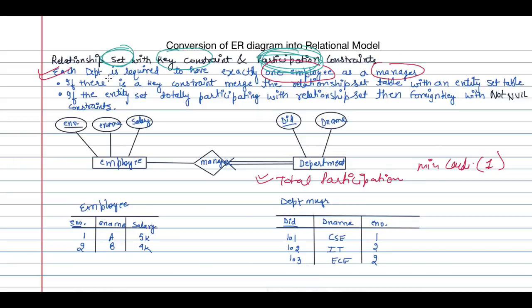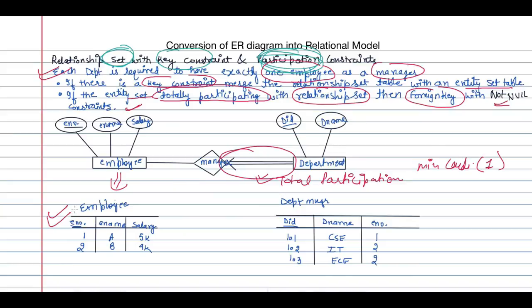So if this is the requirement, you can see if there is a key constraint, merge the relationship set table with an entity set table. If the entity set table is totally participating with the relationship set table, then we are going to use a foreign key with not null constraint. If you check this out, let us see what we have done. If you have a total participation here, then for employee we can create a table like this only, but for the total participating side we are going to create the department ID and the department name, and because it is a total participating side, we have to include a foreign key from this.